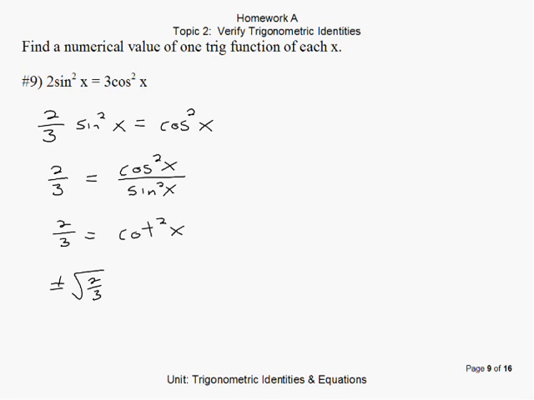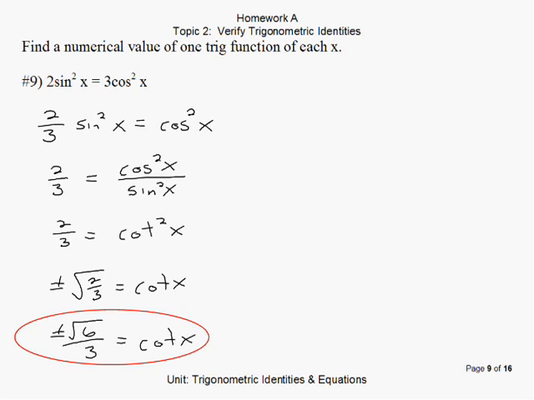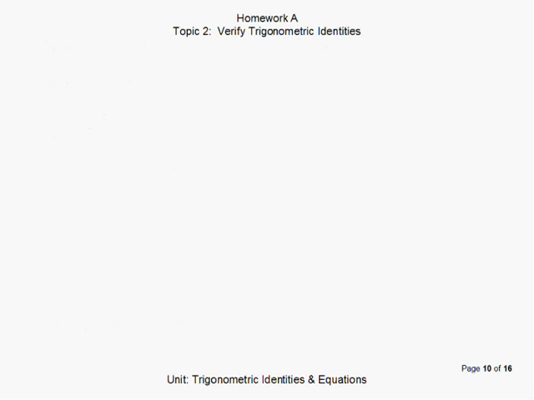Square root both sides. You get cotangent is plus or minus the square root of 2/3. Having a square root on the bottom is not acceptable, so if you multiply the top and bottom of the fraction by the square root of 3, you get plus or minus square root of 6 over 3. That's one possible answer. That's actually two possible answers. There's 10 more answers that you can see on the answer key. It can be any of those 10.